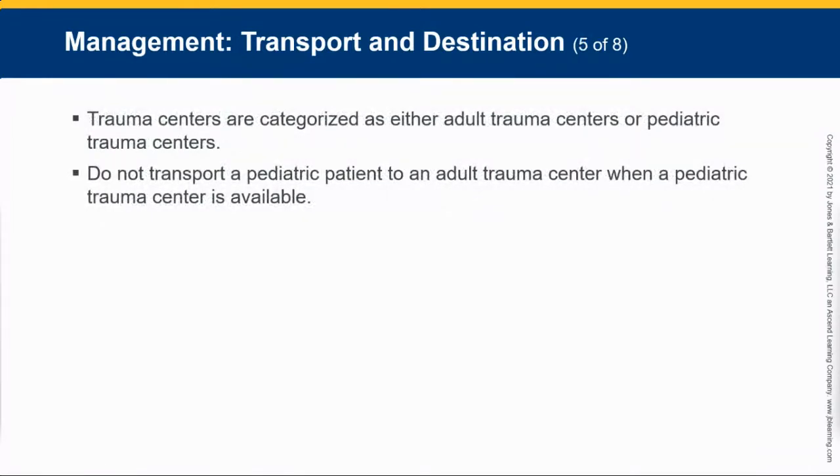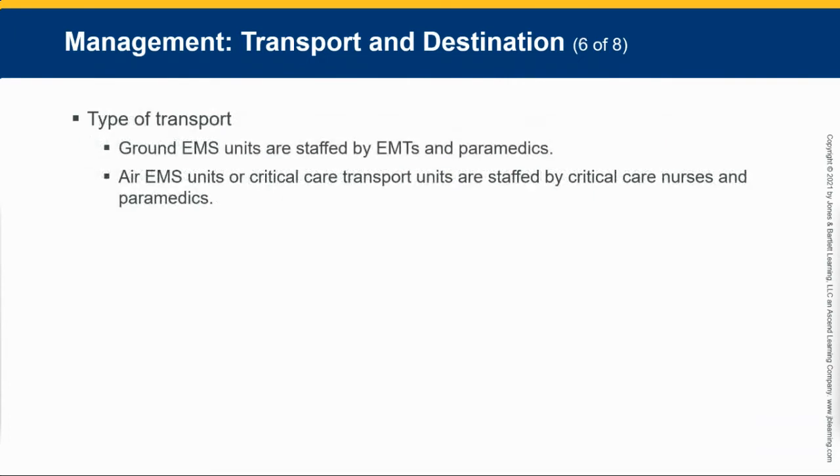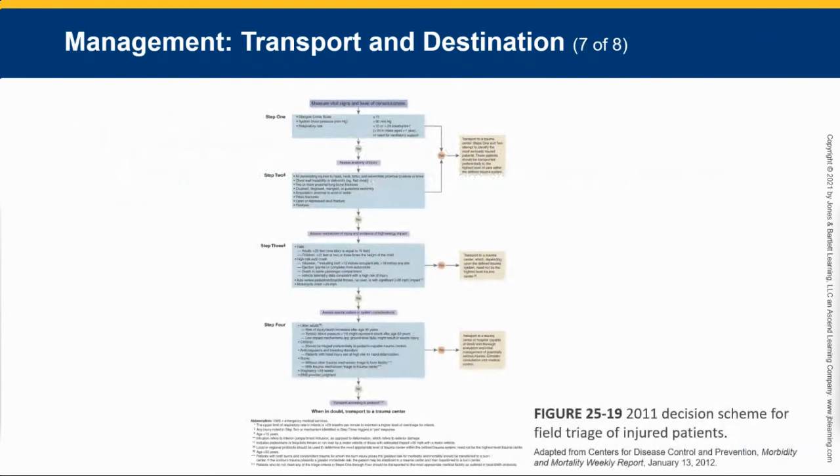Trauma centers are categorized as adult or pediatric, but just because one is one doesn't mean that they have to be both. We know that located nearest to us would be Wake Peds. We know that Wake's a trauma center, and they do have pediatric specific facilities. And then types of different transports. Once again, we've got ground units, we've got air units. Ground units are staffed by EMTs and paramedics, whereas air units are typically staffed by paramedics and nurses.